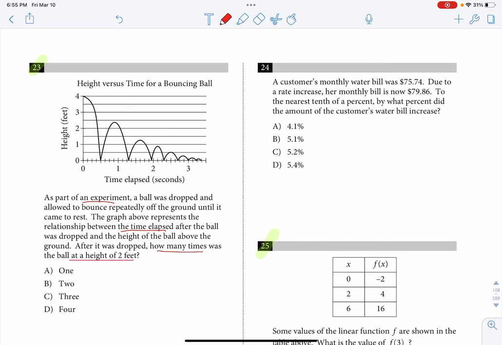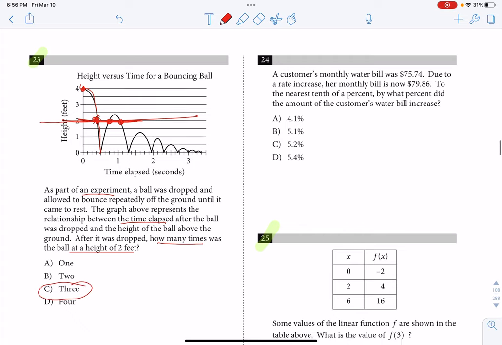So after it was dropped means from the starting point here, where it dropped. After it dropped, how many times was the ball at a height of 2 feet? A height of 2 feet is here, and we see how many times the ball intersects the height of 2. Then I can say here, here, and here. There are 3 times, so the answer is 3.